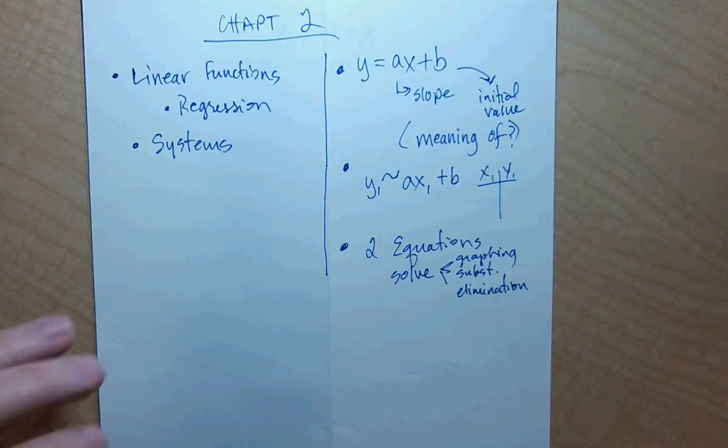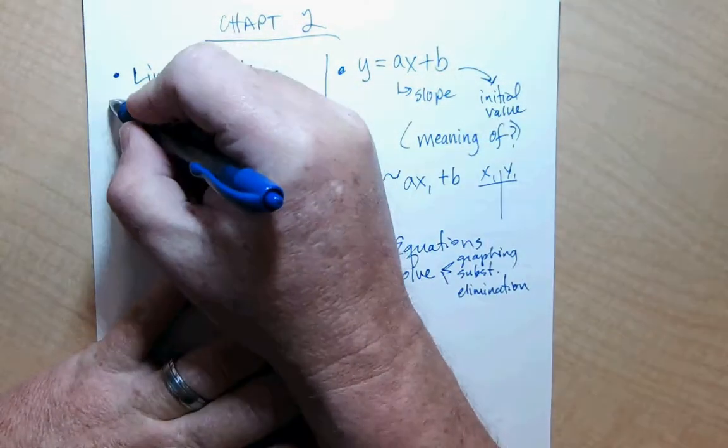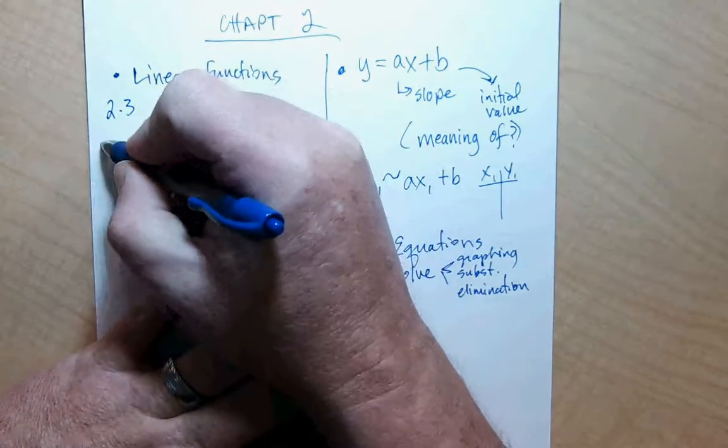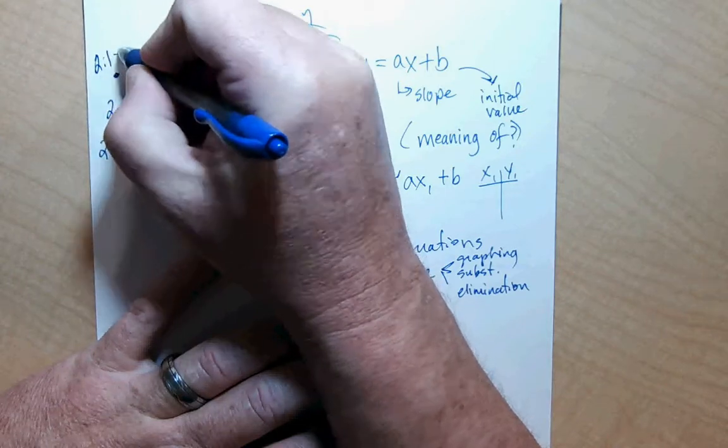Okay, one more thing and then I'll answer that question. Linear functions, let's see, regression was in 2.3, systems is in 2.4, and then this is 2.1 and 2.2.